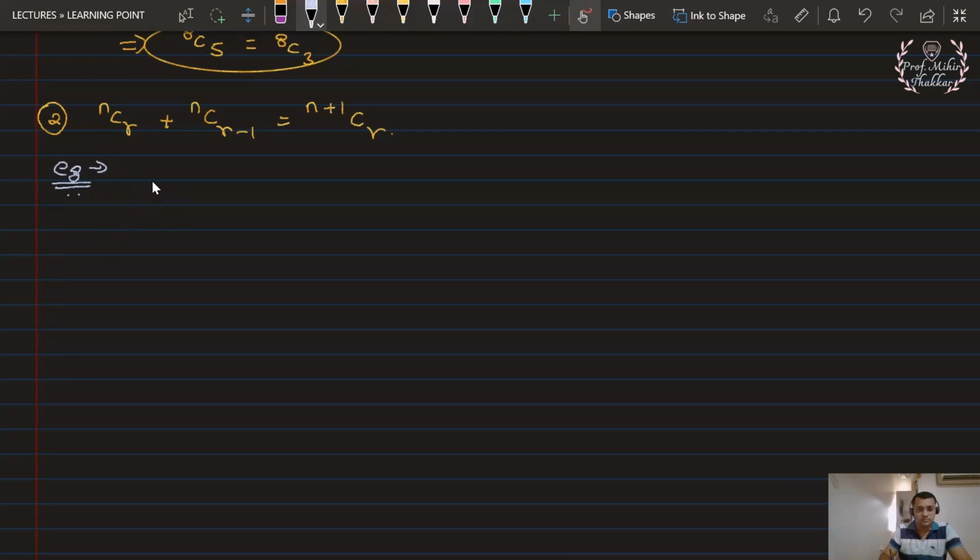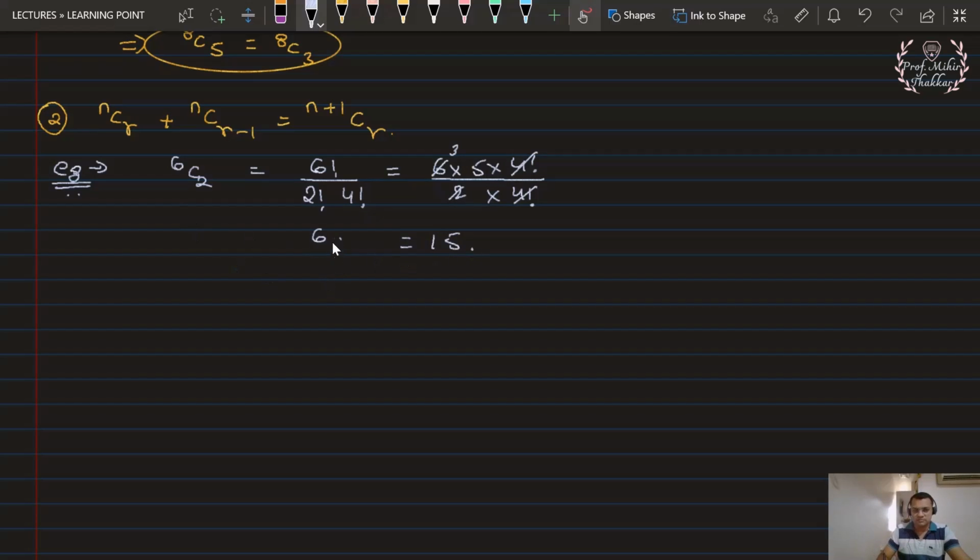So suppose if I take the value of 6C2. According to this, it is going to be equal to 6 factorial upon 2 factorial into 4 factorial, which is 6 into 5 into 4 factorial upon 4 factorial. 2 factorial is 2, so we just leave that 2 as it is over here. Cancel off this 4 factorial. Cancel off these both numbers. So 3 into 5 is 15. So I have got 6C2 is equal to 15.